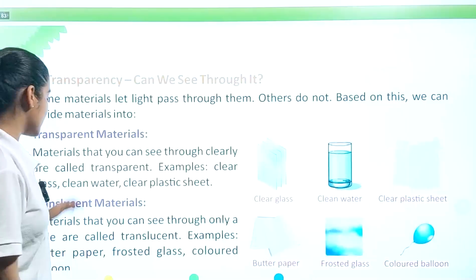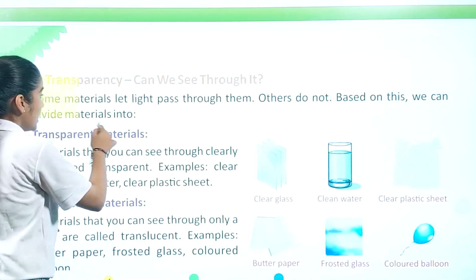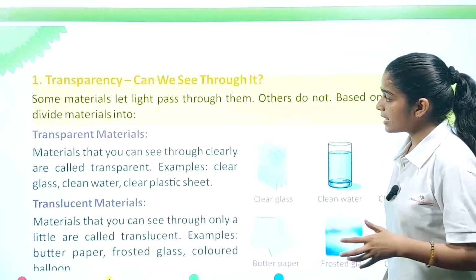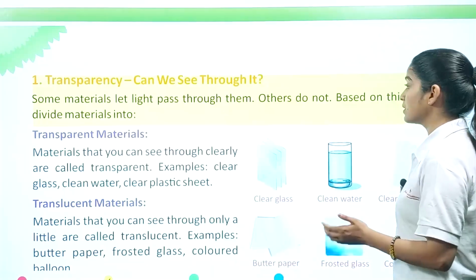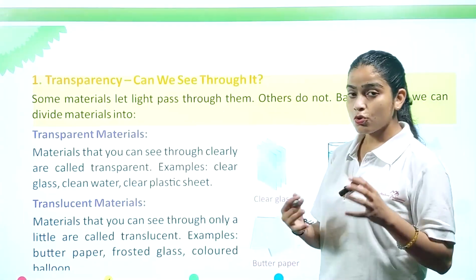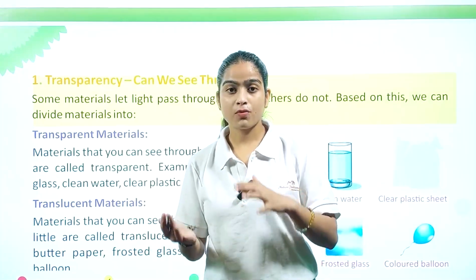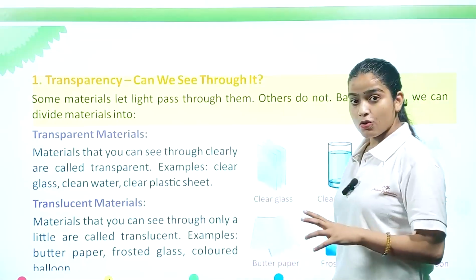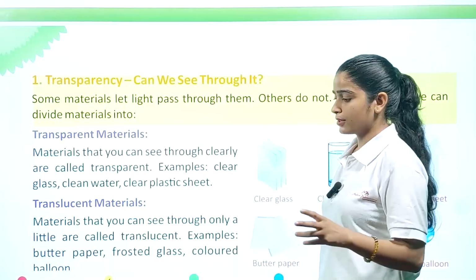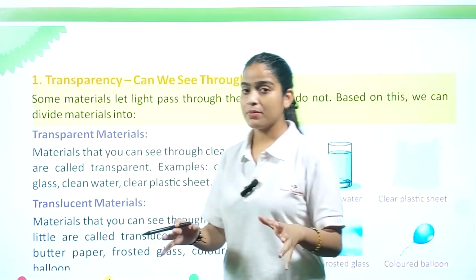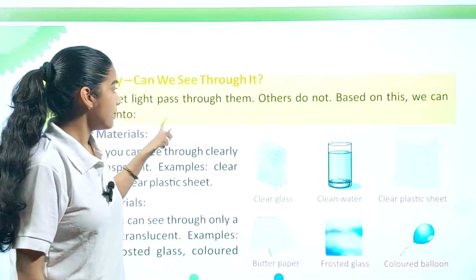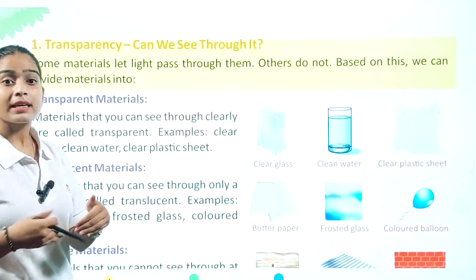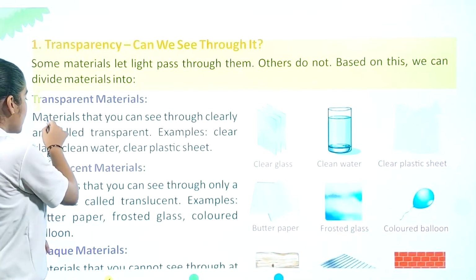First, we have transparency. When we say transparency, it means we need things which are transparent in nature. Some materials let light pass through them, others do not. Based on this, we can divide materials into two categories: those which can pass light through them, and those which do not. Those which can are called transparent materials.